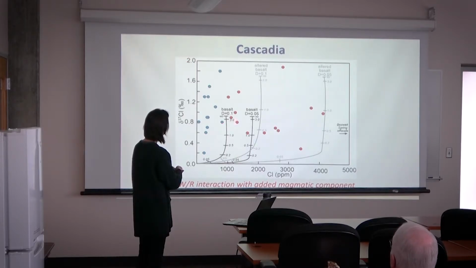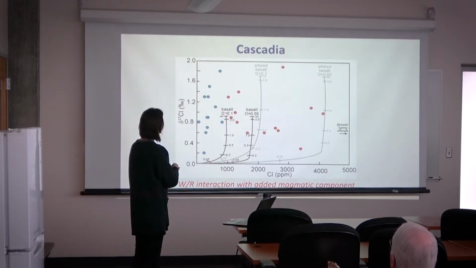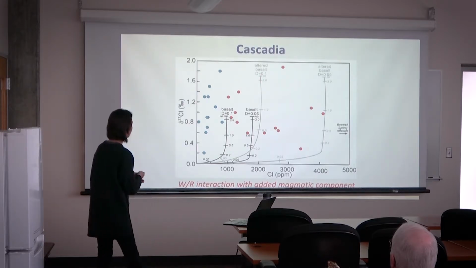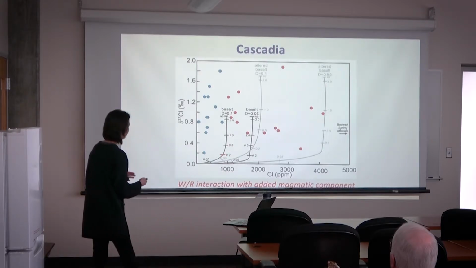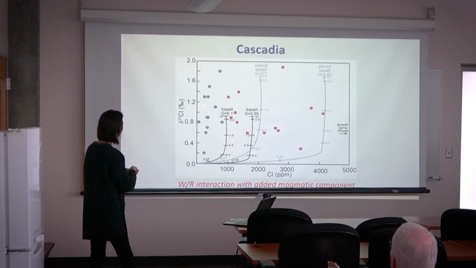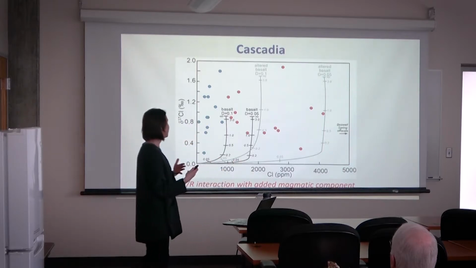The dots again are the thermal spring fluids. The black lines are basalts, and the gray lines are altered basalts. And the numbers on the tick marks are assuming different water-rock ratios. So what you can see is that if you play around with the numbers a little bit, most of the values up to about 1.2 per mil can be explained by interaction of the water with the host basalts.